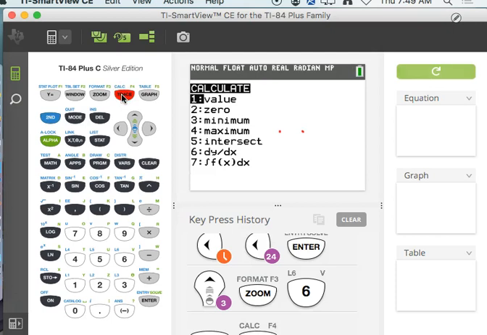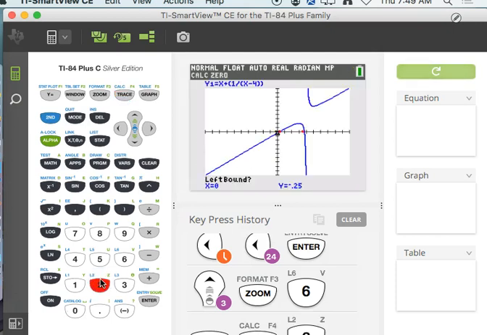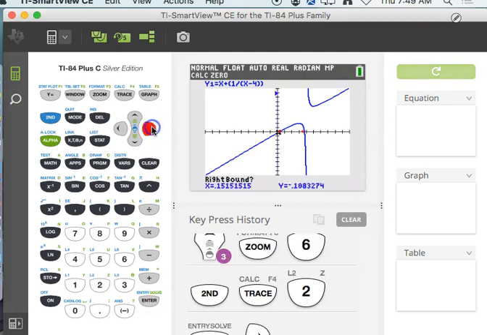But second trace, number 2, let's see if it really is. So left of the intersection, enter. Right of the intersection, enter. Enter to guess. Look familiar? That's good news. Let's try the other one.